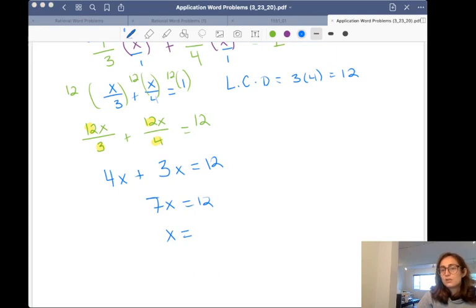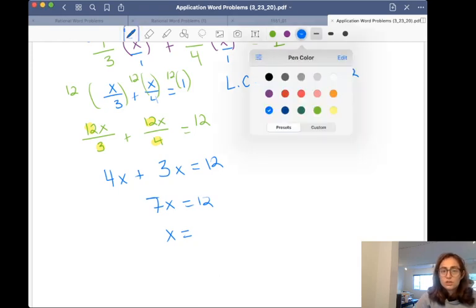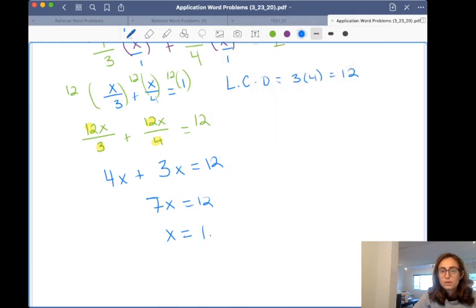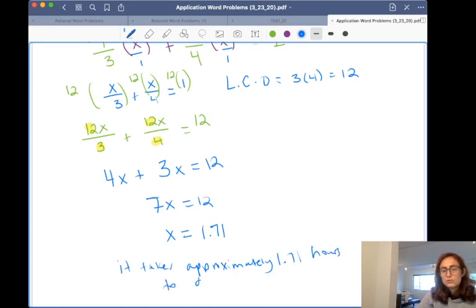Let's see, 12 divided by 7. So the time to do the job together would be about 1.71. So it takes approximately 1.71 hours to do the job together.